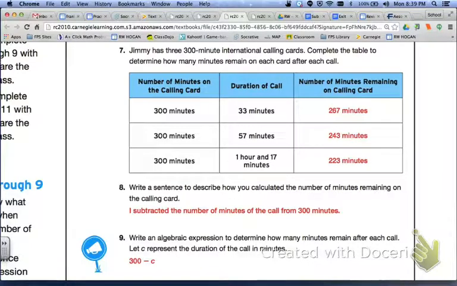If I take a look at number 8, the sentence that I should have written down: you're going to subtract the number of minutes of the call from 300 minutes. So you're looking at the duration of the call and you are subtracting that from 300. For number 9, the algebraic expression to determine how many minutes remain after the call, C is representing the duration of the call in minutes. 300 minus C is your algebraic expression.